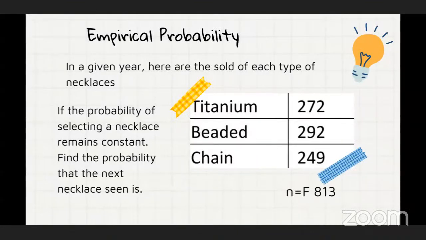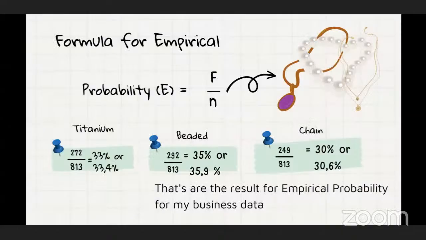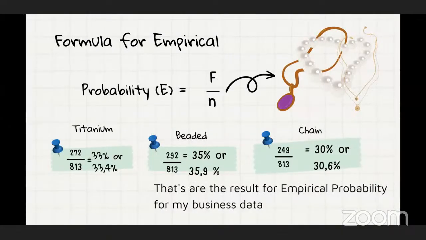Next is empirical probability. So in a given year, here are the sales of each type of necklace. The table here shows the data from the first month to the 12th month of each type that was sold. And if the probability of a certain necklace remains constant, I find the probability that the next necklace sold is each type, and the total of the data is 1830. So here is the formula for empirical probability and an example.